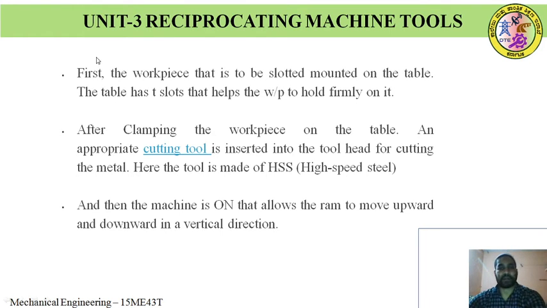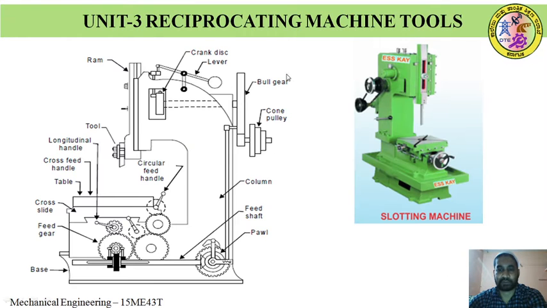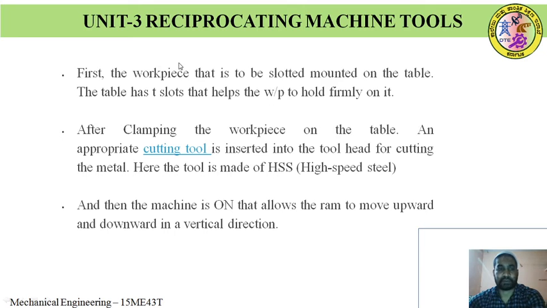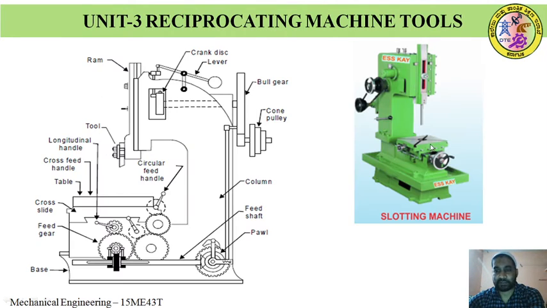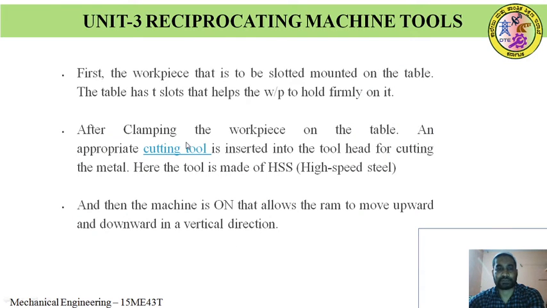The working of the slotter. First, the workpiece that is to be slotted is mounted on this table. The table has a T-slot. You can see here it has a T-slot that helps the workpiece to be held firmly. The slots are used to hold the workpiece by means of bolts and nuts firmly to the table.